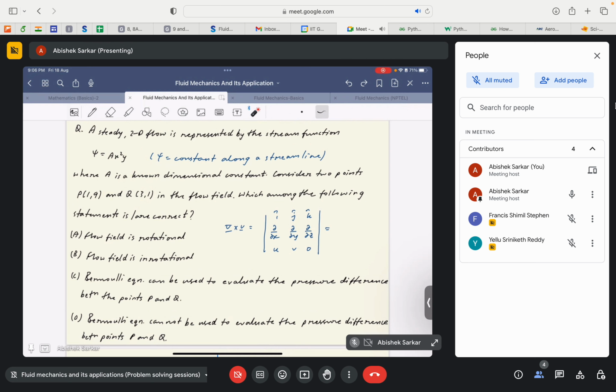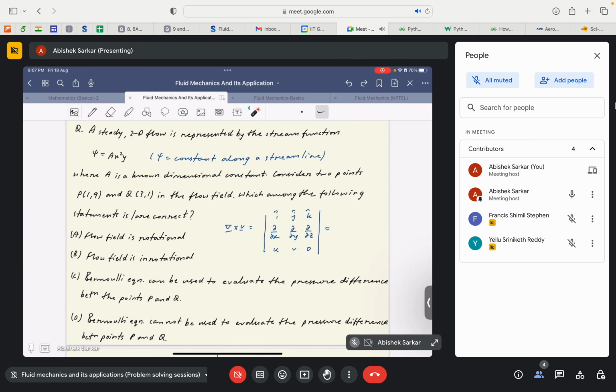Say x is equal to 1, then 1 square is 1, then y is 9, so 1 into 9 is 9. So you will get 9a. This is the first value of your psi. Then again substitute the values of the other point. 3 in x, so it is 3 square, which gives 9, and y is 1, so it will again give you 9a. So it essentially tells us that these 2 points lie on the same curve or the same streamline. Since psi is constant along a streamline, we can tell that these 2 points lie along the same streamline.